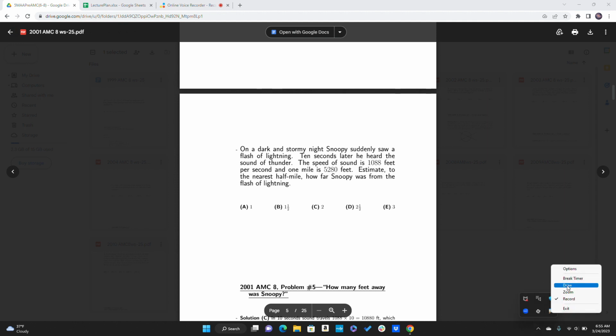Ooh, it's a dark and stormy night. So, flash of lightning, and then 10 seconds later, he heard the thunder. So, speed of sound is 1,088 feet, and it took him 10 seconds to hear it. So, it traveled that much times 10. So, we need to estimate to the nearest half mile how far Snoopy was from the flash of lightning.